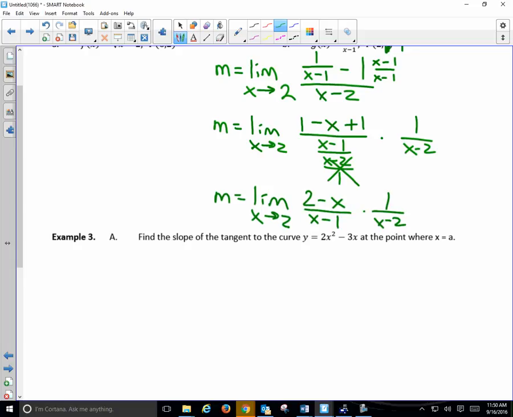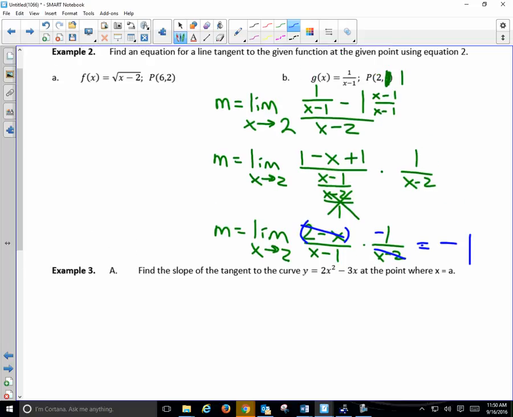Do the 2 minus x and x minus 2 cancel? Not quite. What do I have to do? Factor out a negative. Now they're gone. I have negative 1 over x minus 1. Can I plug in the 2? Yep, and you get negative 1 over 1, or negative 1. So that would be the slope. You would simply use your point on your line, which is 2, 1, to write your equation for your line.